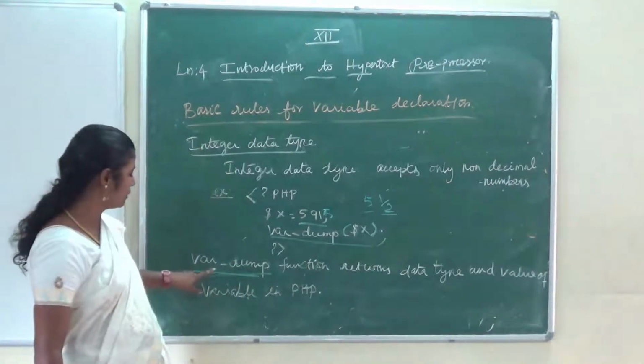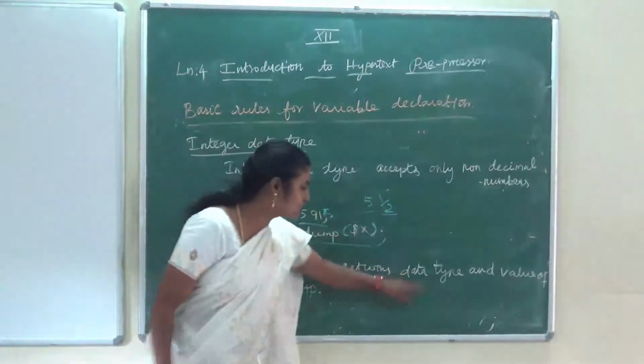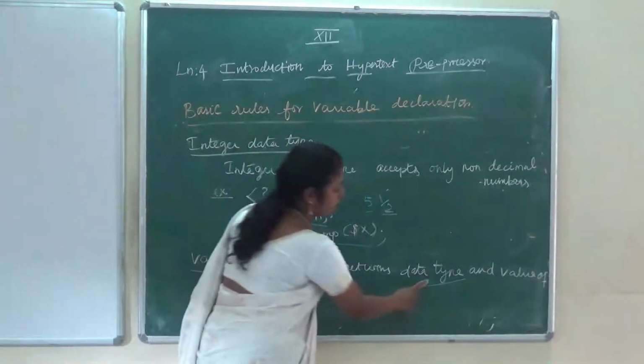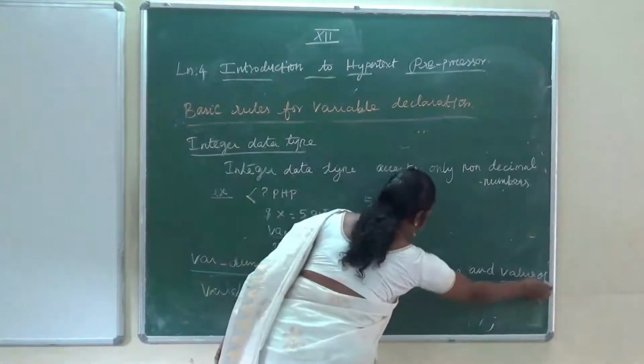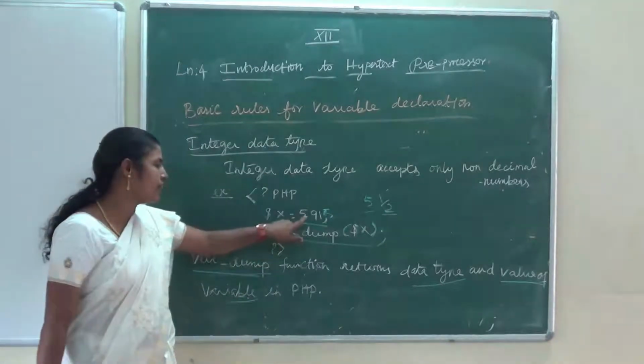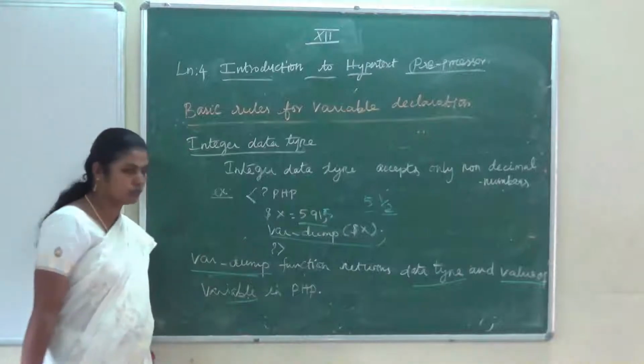That's why I wrote here, the var dump function returns the data type. What data type is this one? Integer data type, and the value of the variable. What is the value of the variable? 591 is the value of the variable.